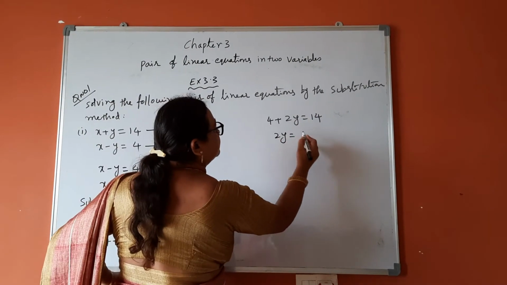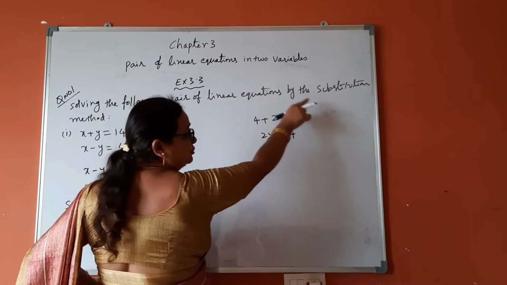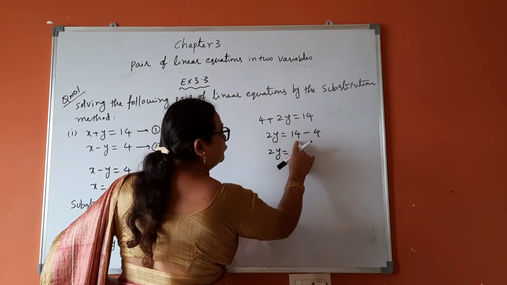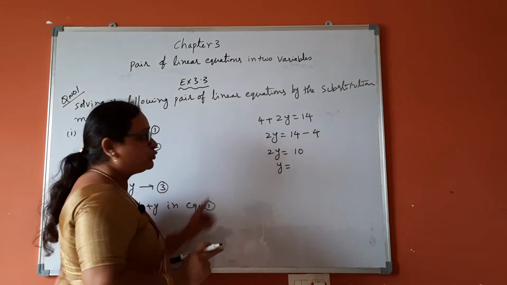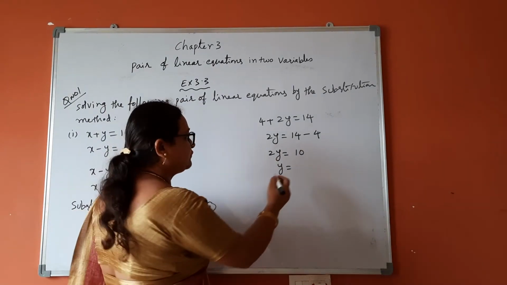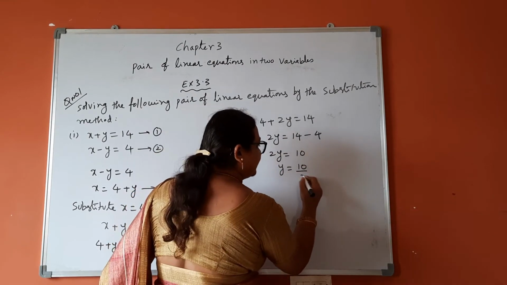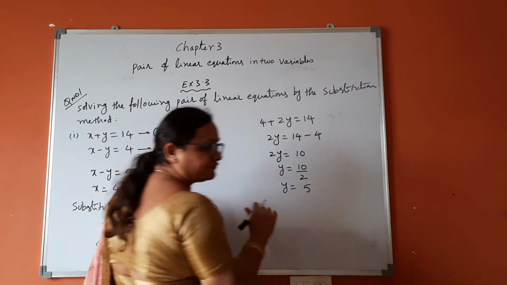So 2y is equal to 14. Transpose 4 from LHS to RHS. So minus 4. 2y is equal to 14 minus 4, 10. 2y means 2 into y is equal to 10. So y is equal to 10. Here it is multiplying, so if it goes that side, it will divide. y is equal to 10 by 2, which is nothing but 5.